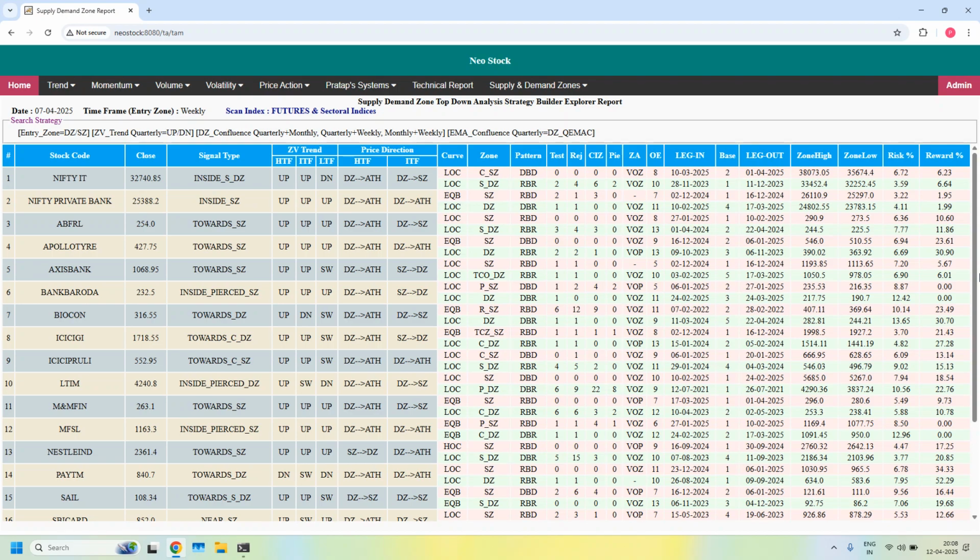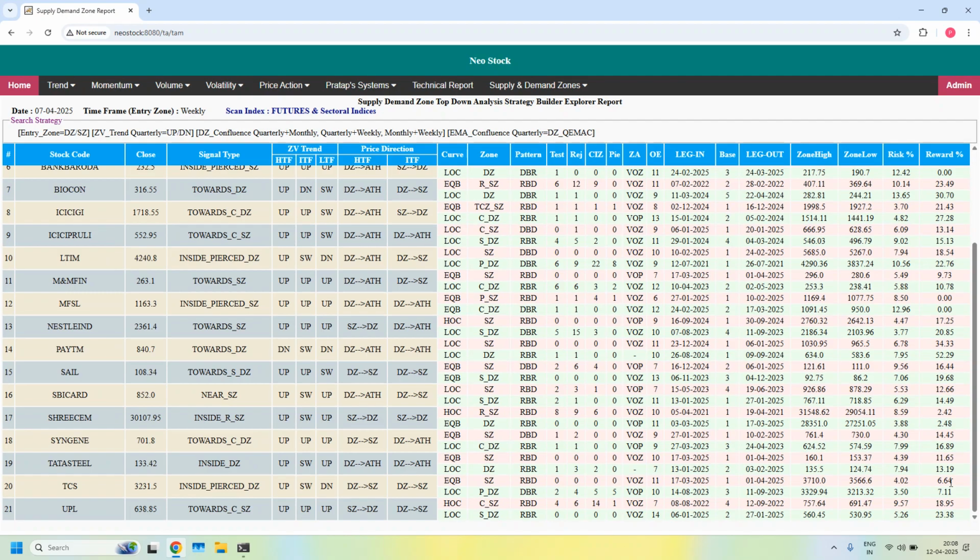So first 15 stocks in the list. Scrolling the list down, total 21 stocks are filtered. Okay. So this is about demand zone confluence.